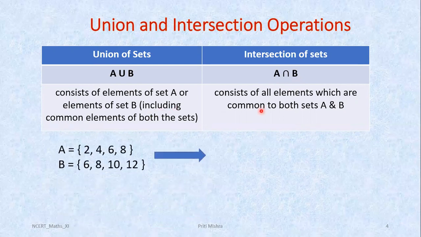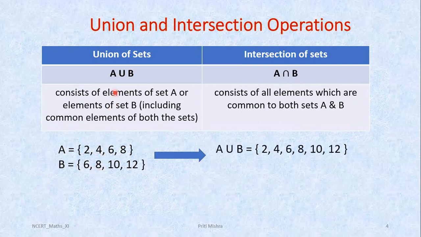Now let's have an example. Suppose you are having a set A consisting of elements 2, 4, 6, 8, and set B is having elements 6, 8, 10, and 12. You can see here easily 6, 8, these two elements are in common between these two sets. Now, if you have to find out A union B.